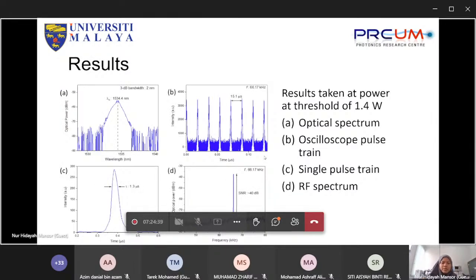So for the results, we can see the optical spectrum in figure A, we have a center wavelength of 1534 nanometer and a 3 dB bandwidth of 2 nanometer. It's not too broad. And then the oscilloscope pulse train at 1.4 watt, we have found a frequency of 66.17 kilohertz. And the initial pulse width we get is 1.3 microseconds. Sorry, it's not the minimum pulse width. And then the RF spectrum is around 40 dB.